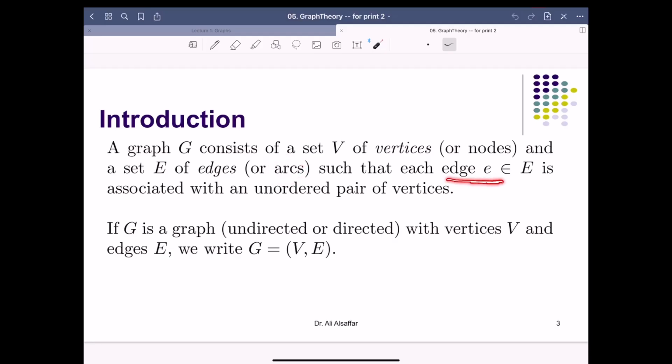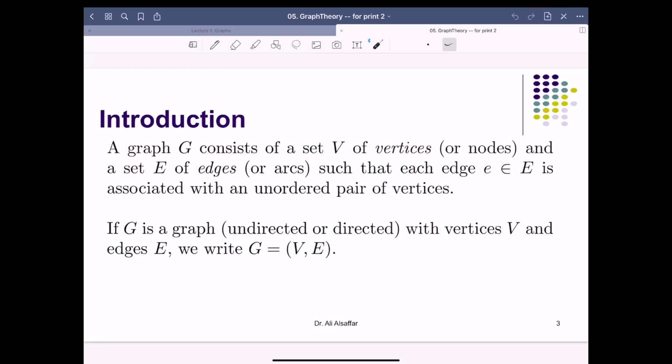Each edge that belongs to E is associated with an ordered pair of vertices. When we say an order, it means if we say that we have an edge between vertex A and B, it is the same as saying that there is an edge between vertex B and A. So order is not important.